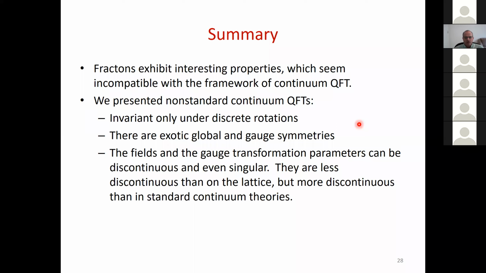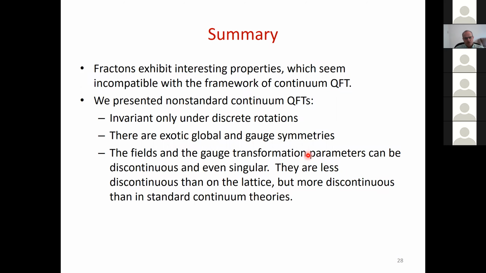We try to present a non-standard continuum quantum field theory, which had three elements that are non-standard. First, invariant only under discrete rotations. That's not common, but it's not uncommon. Many people study systems that are not Lorentz invariant and not even rotation invariant. Second, there were these exotic global symmetries and gauge symmetries, these subsystem symmetries. They generalized the notion of generalized global symmetries. We presented here an example of a system with such a global symmetry. Then we gauged that and we found such a gauge theory. If we explored it further, we would have found that the gauge theory also has its own global symmetry and so forth.